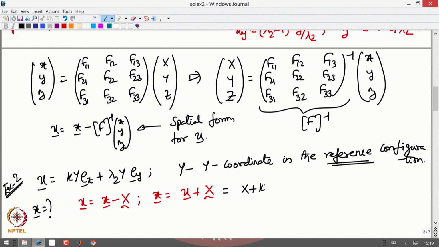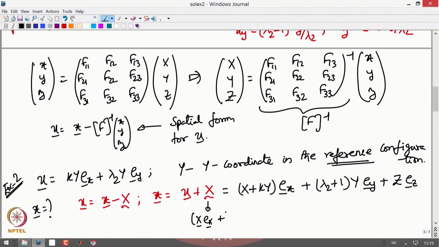x plus kappa y E x plus lambda 2 plus 1 y E y plus z E z, where this capital X is written as x E x plus y E y plus z E z, and this displacement field is from what is given, it is kappa y E x plus lambda 2 y E y. So, if I add these two, you will get this equation.